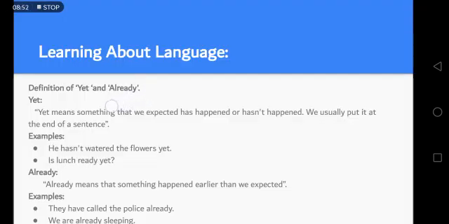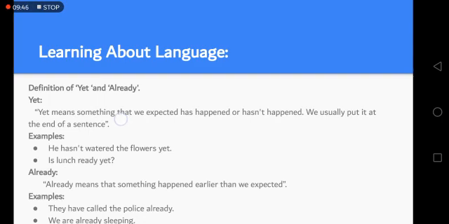Learning about language. Here you will learn about yet and already. Yes, my dear students, before reading the definition of yet and already, I want to explain something about them. Yet is used to talk about something that is expected to happen but didn't happen till this moment. It means at any time or up to now. Yet is used in interrogative and negative sentences. It is used at the end of the sentence.